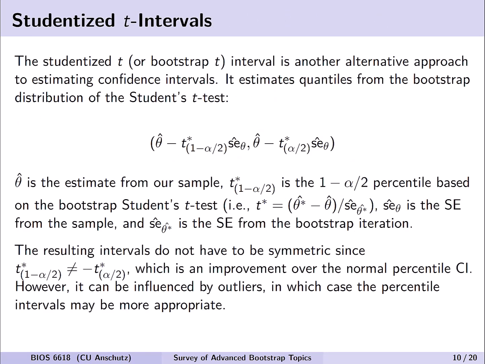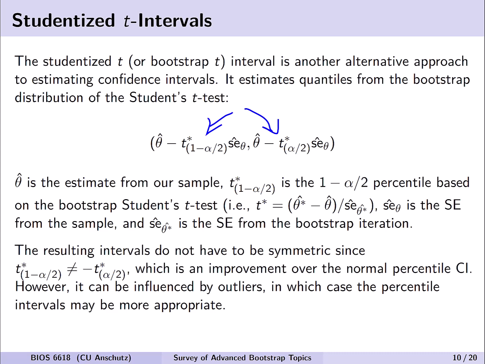Another type of interval that's out there is the studentized t interval, and this can also be known as the bootstrap t interval, and it's another alternative approach to estimating confidence intervals. Essentially here we're estimating the quantiles from the bootstrap distribution of the student's t-test. So this is kind of like an improvement I would think of on the normal percentile interval, where instead of assuming, let's say, a standard normal distribution and something like maybe 1.96 for alpha of 0.025 in each tail, we're actually going to add another layer of bootstrapping to estimate the t-distribution for our statistic to use in the interval calculation.